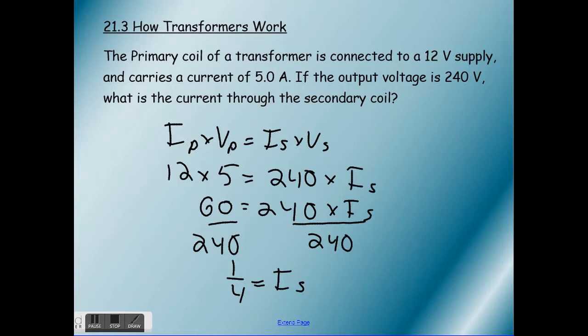Are there any questions? So this marks the end of chapter 21.